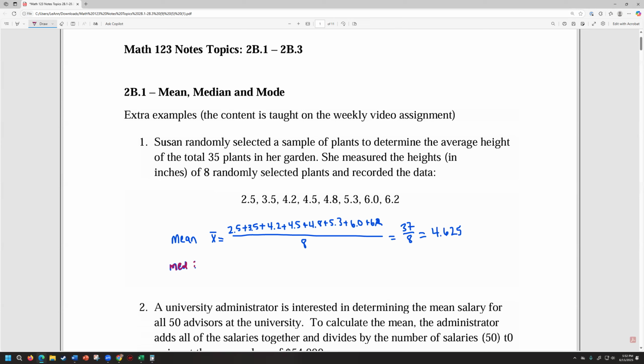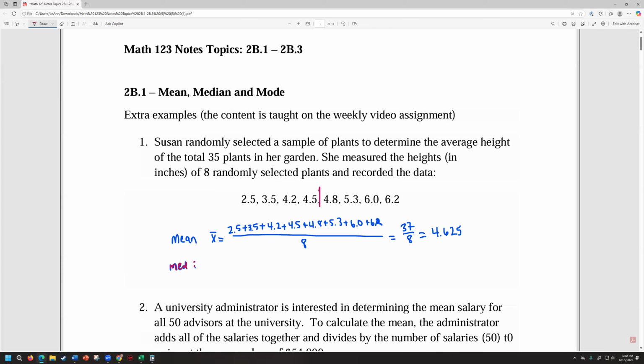If you had an odd set of items, you would find that the median is exactly the middle number. You'd find one number in the middle of everything. If you have an even set, which is what we have, 8 different data points, there's going to be 2 numbers that fall in the middle. So if you notice, it's right here. It's between 4.5 and 4.8.